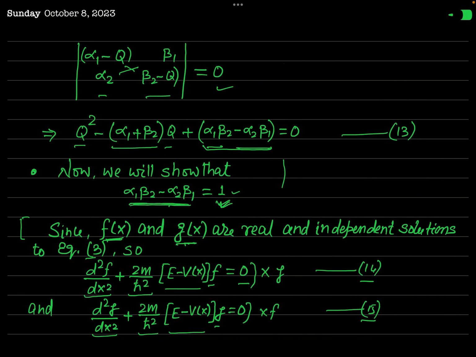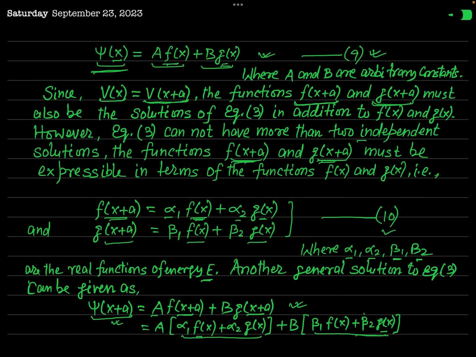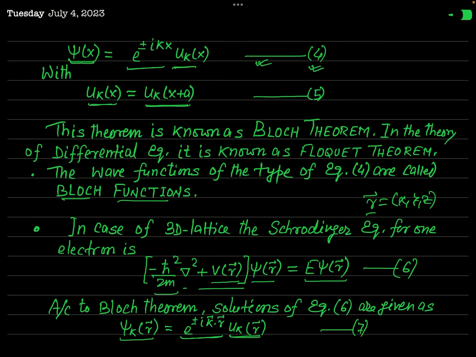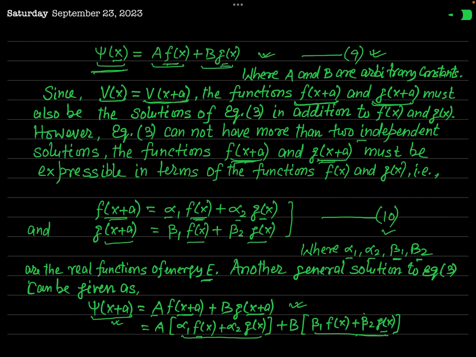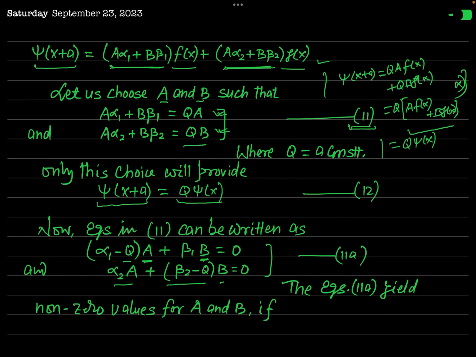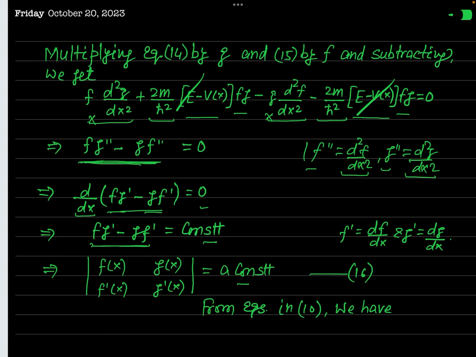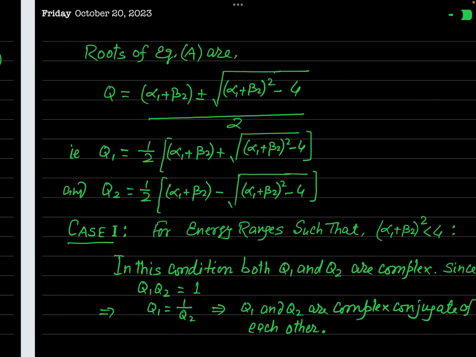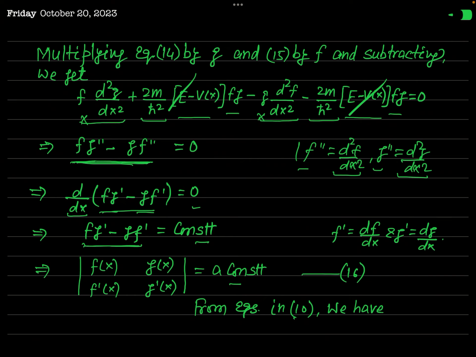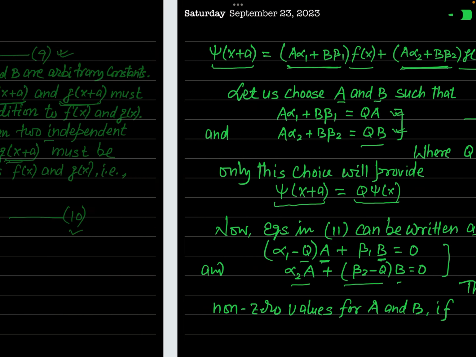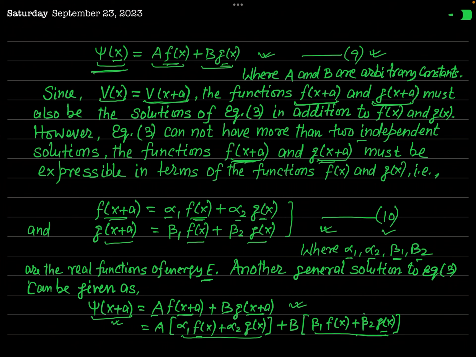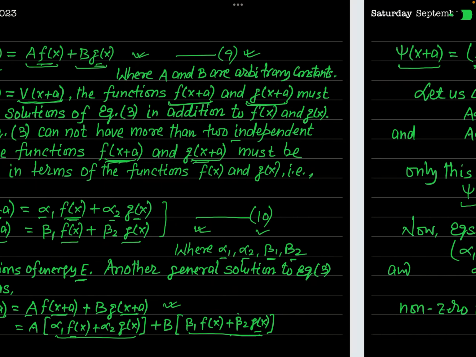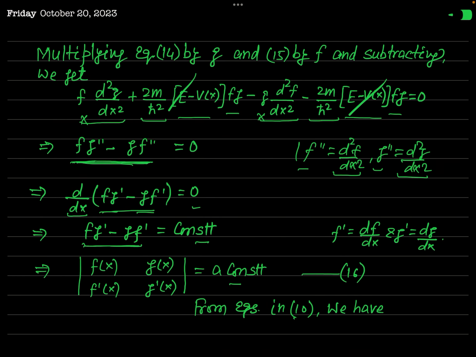Now let us see this equation. You have to see equation 10. What is our equation 10? See this equation. Actually, these two equations in equation 10 can be written in determinant form, or in matrix form. So what will be these two equations when we write them in determinant form?